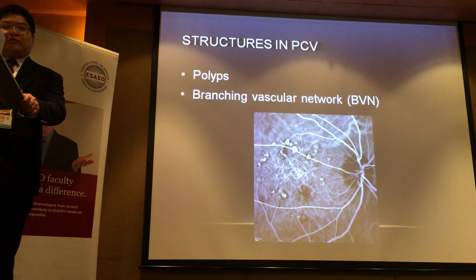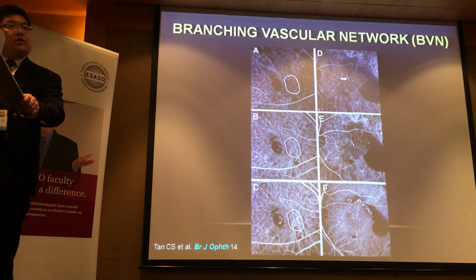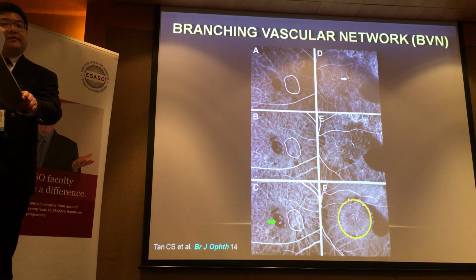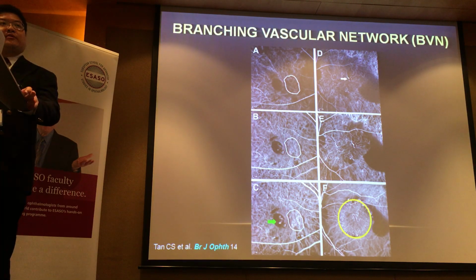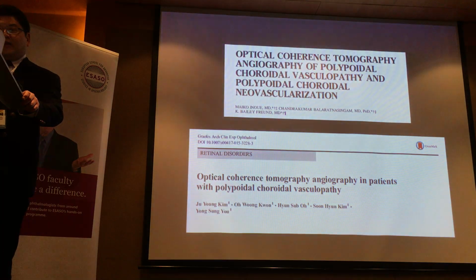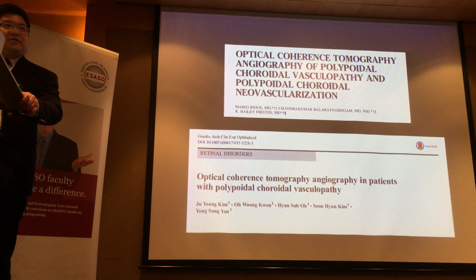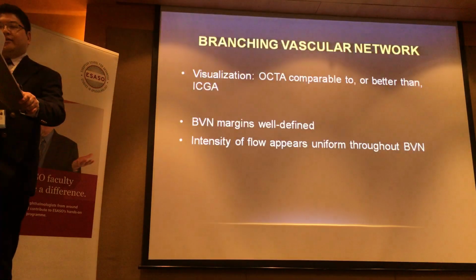So remember that when we talk about PCV, we're talking both about polyps as well as the branching vascular network. And the branching vascular networks can be different. Some of them are more obvious, where some others are very subtle, shown by the white outline. They can be quite faint. Right? This is what we term interconnecting channels. But there are also abnormal channels that supply the polyps. So some authors have described using OCT-A on PCV, and we've also looked at this in our center. And this is what we found.